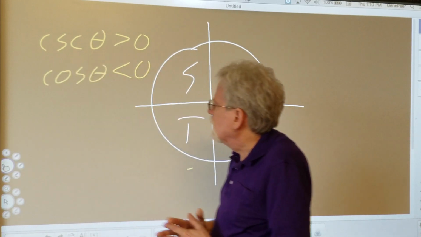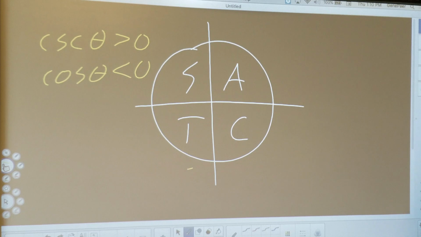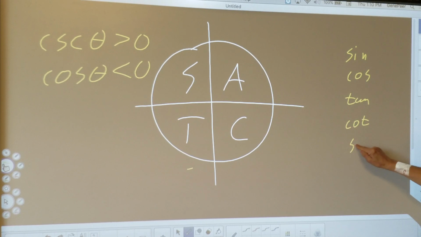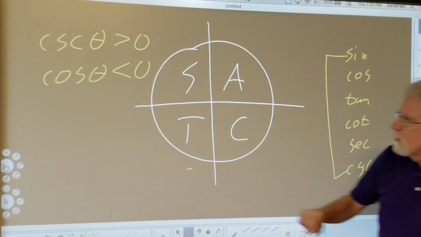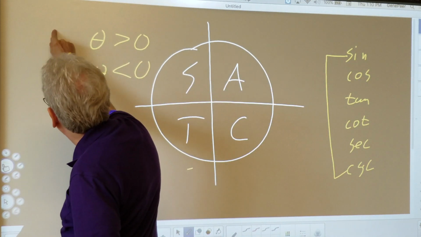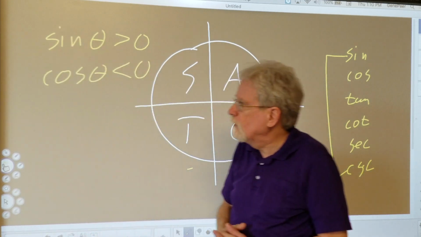All right, cosecant. What are we to do with that? Well, cosecant follows the same rules as its reciprocal. Sine, cosine, tangent, cotangent, secant, cosecant, reciprocals. So the sign rule of cosecant matches the sign rule of sine. So we could just as well change that to say sine, if it makes you feel better.